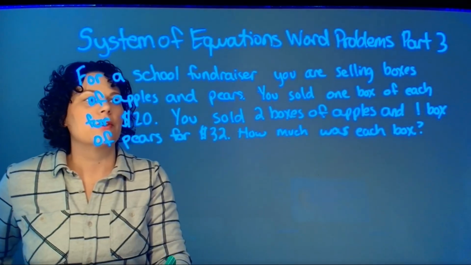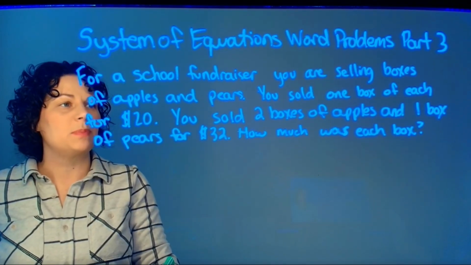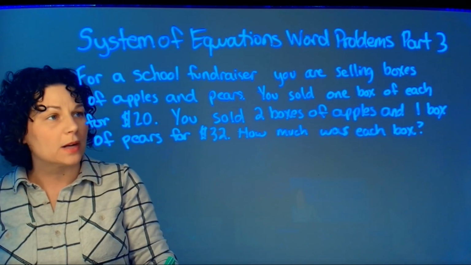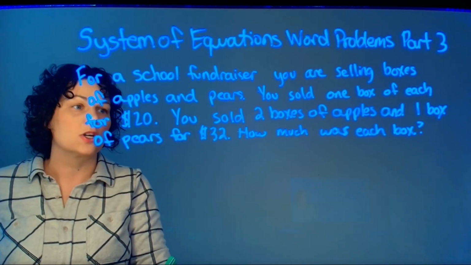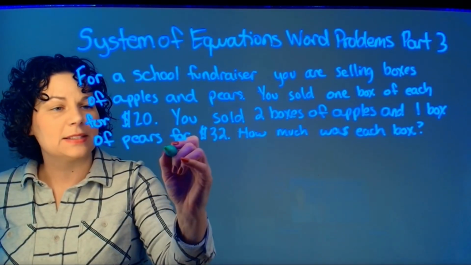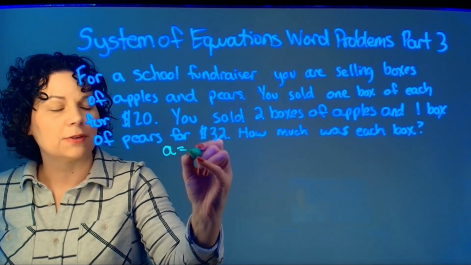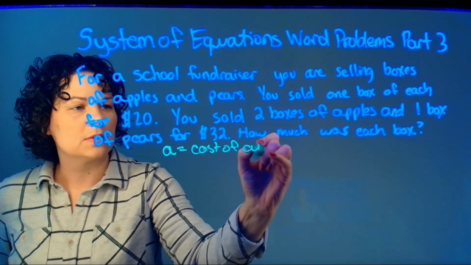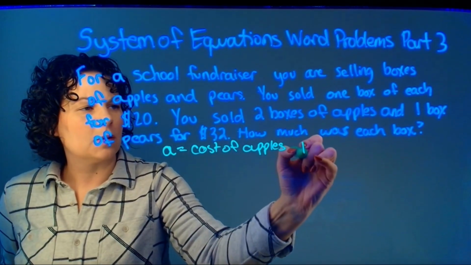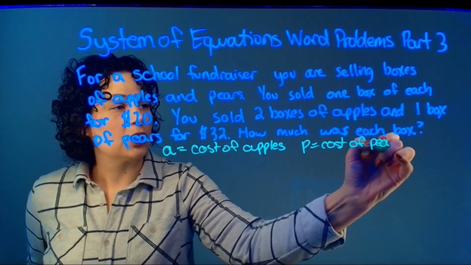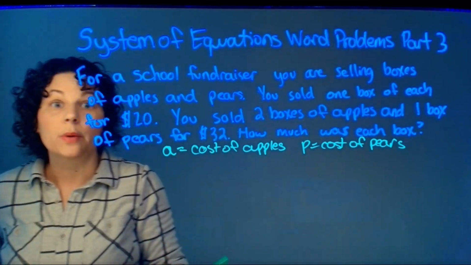All right, so for this one, we've got a fundraiser and we're selling boxes of apples and pears. One box of each was $20, and then you sold 2 boxes of apples and 1 box of pears for $32. How much was each box? So I'm going to define my variables. I'm going to say A is the cost of apples, and P is going to be the cost of pears. We should always define our variables so we know what we're talking about.